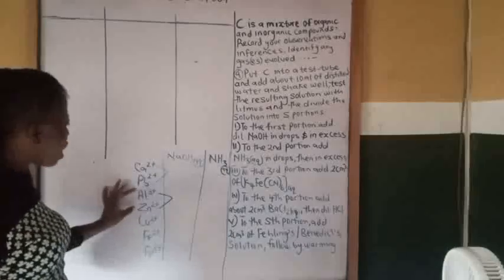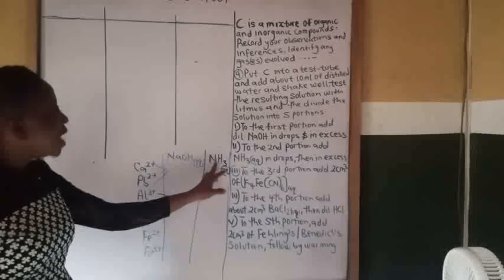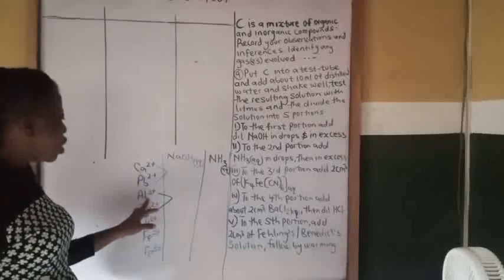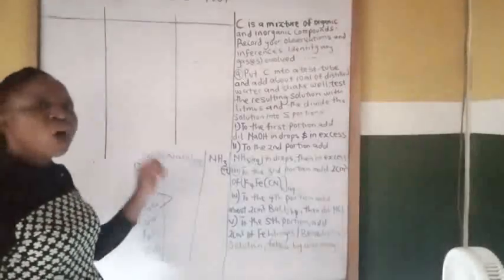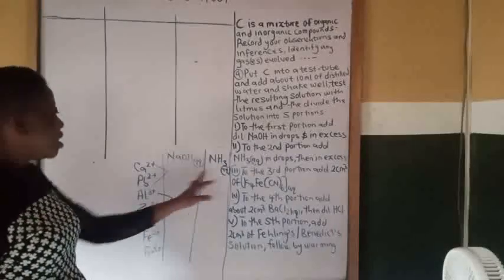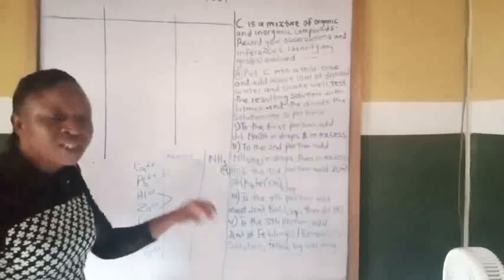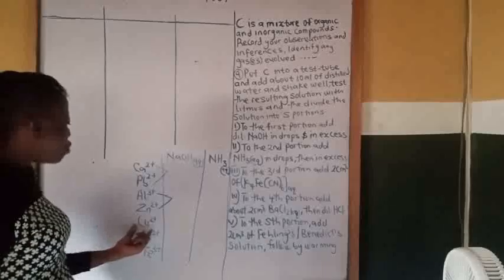Now, let's take aluminium and zinc. When you add aqueous ammonia to aluminium, it will remain insoluble. It will not dissolve in aqueous ammonia, while zinc will dissolve. That is, zinc will be soluble in aqueous ammonia.